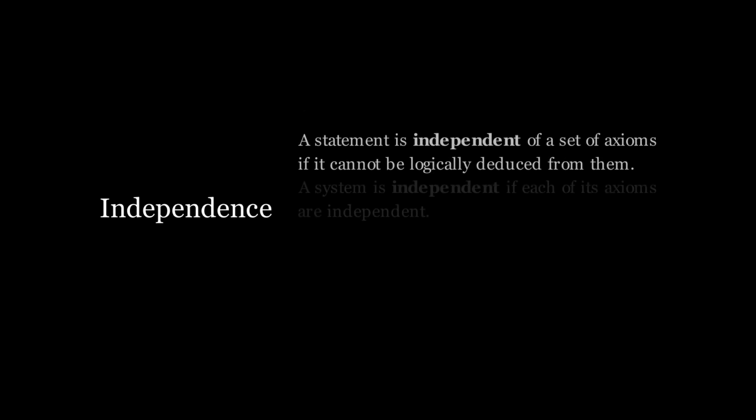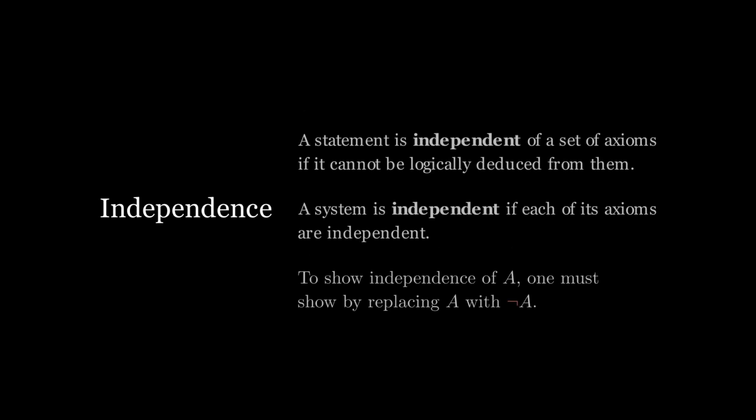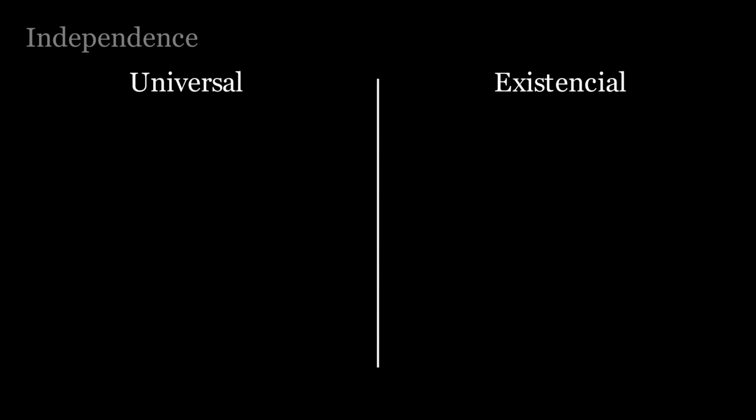Our next term is independence. A statement is independent if we cannot prove it using other axioms. An axiomatic system is independent if all the axioms are independent. To show the independence of our axioms, we can do this by making a model with each statement negated. I'll briefly cover what it means to negate, but it essentially means to take the opposite of what is being said. There will be 2 types of statements we will be negating: universal and existential statements.